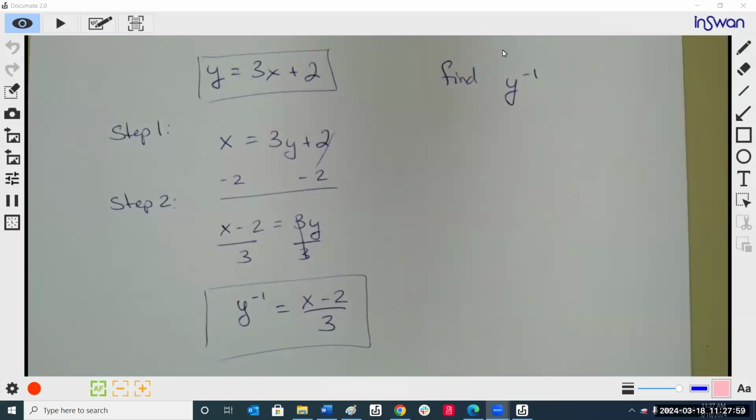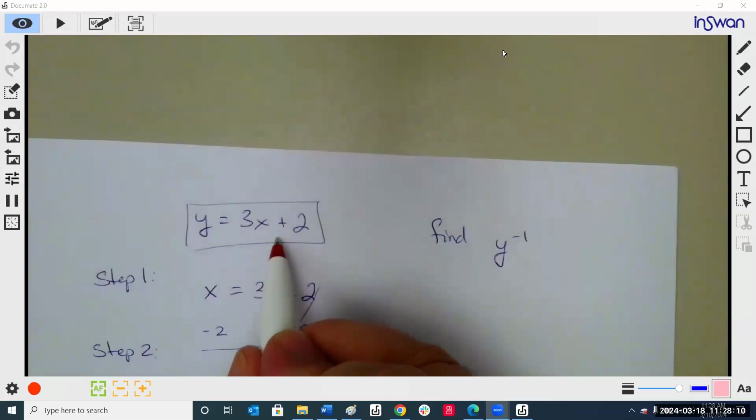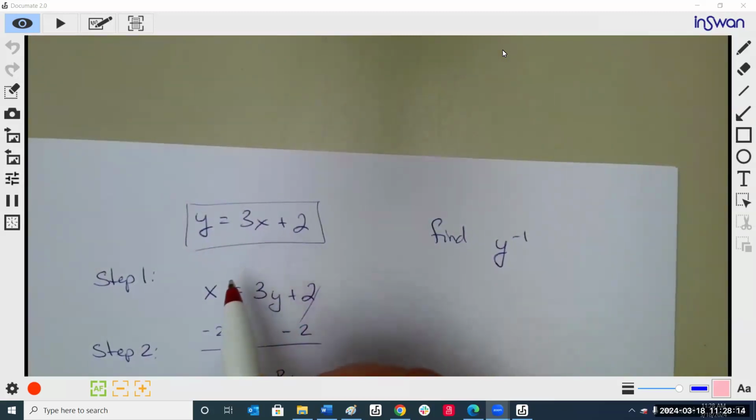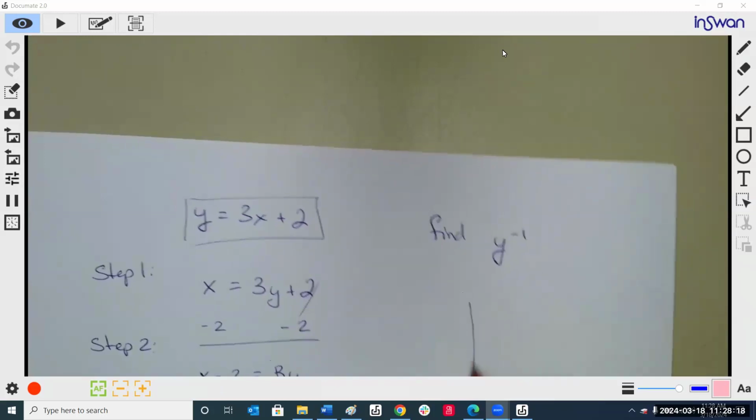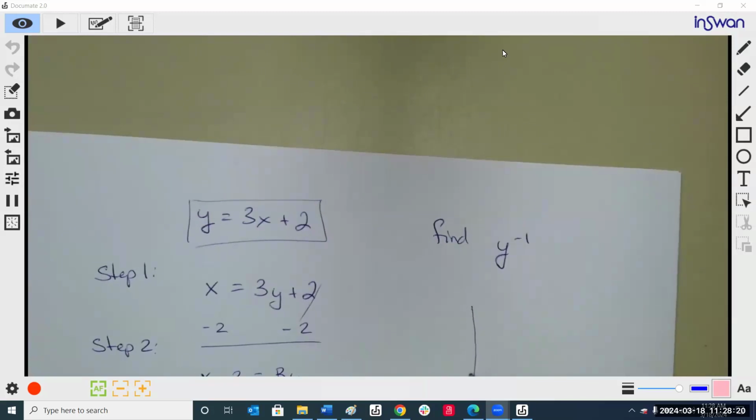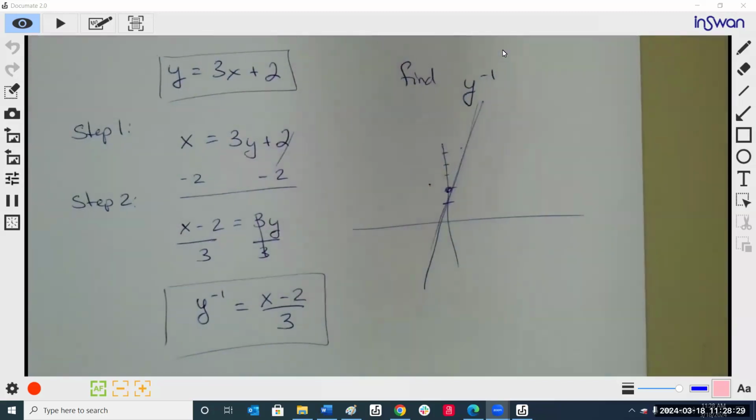How do we know that the inverse would exist? Because of this function. Is it one-to-one? Why? How do you know that? It's linear, exactly. That's all you need to know. It crosses at 2, up 3, over 1. Because it's a linear function, it's automatically one-to-one.